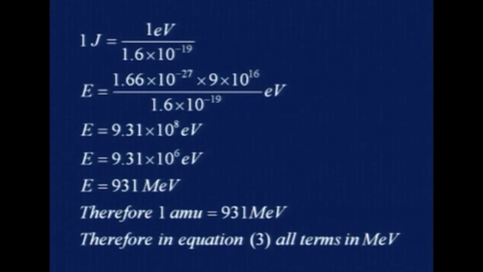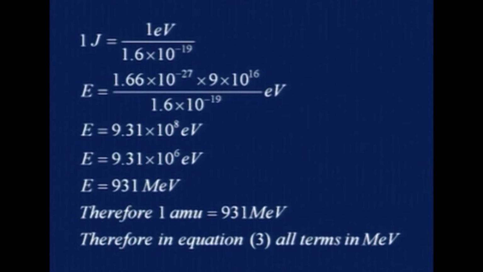Now, we will come back to what we were discussing. We said that is 931 into 10 power 6 EV. What is convenient here is MeV for nuclear physics. Therefore, we just write the expression as 9.31 into 10 power 8 EV, and the 10 power 6 is written as MeV. Therefore, 931 MeV is easy to remember.